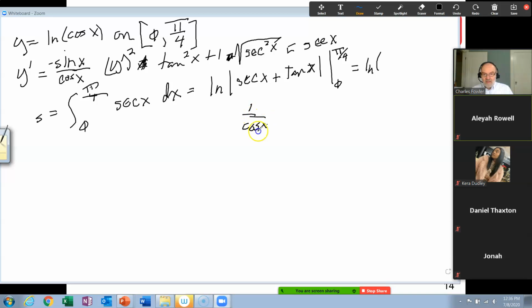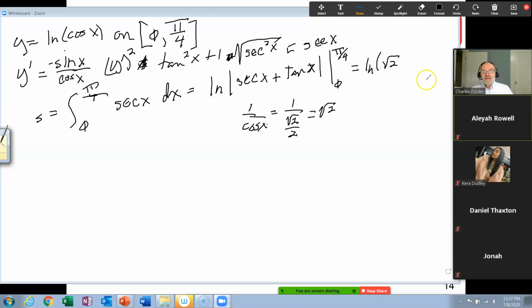Okay. And cosine x at pi fourths is 1 over the square root of 2 over 2, which is 1 over root 2, so this would be root 2. So secant of pi fourths is root 2.